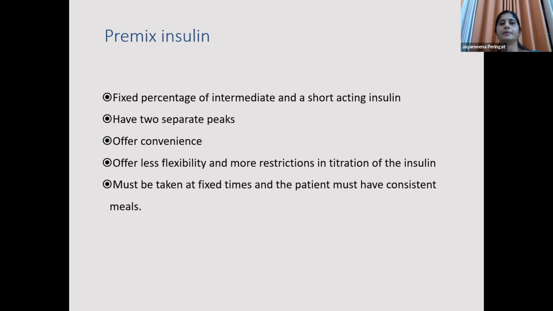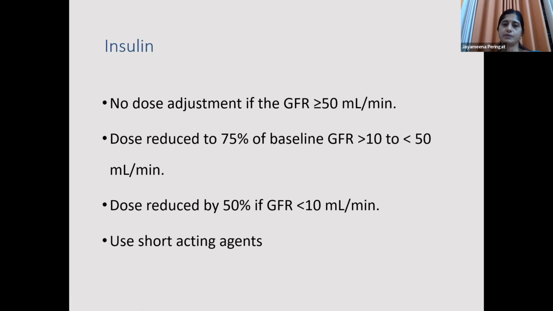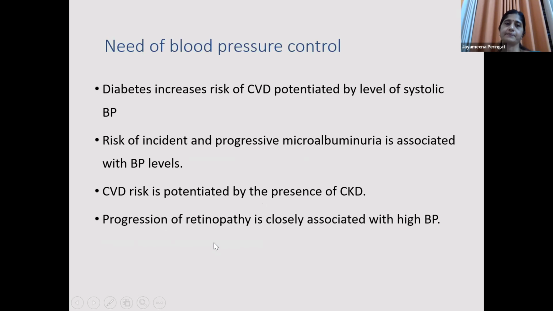Premix insulin we actually use in earlier stages of CKD. So basically reduce the dose of insulin to 75% if the GFR is 10 to 50, and to 50% if GFR is less than 10. And if possible, use analogs. If not, use short-acting agents.